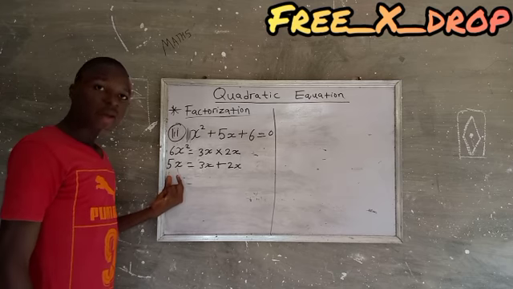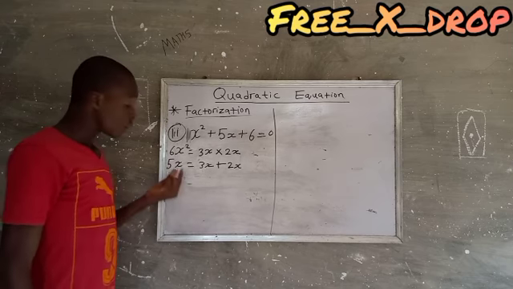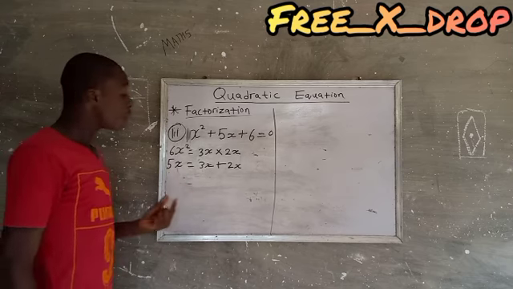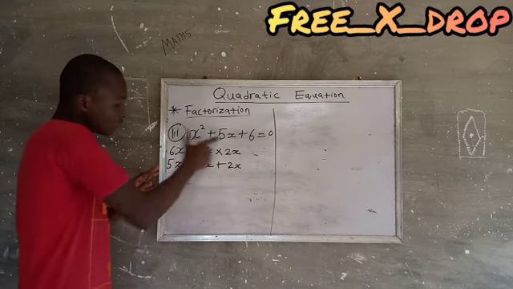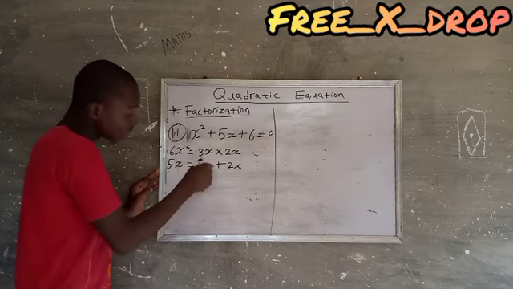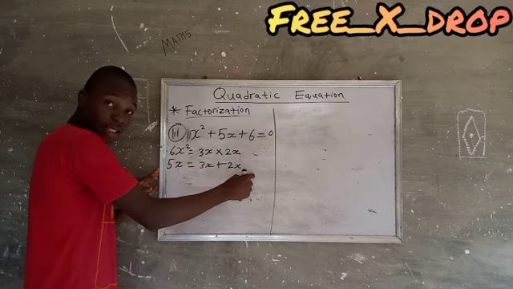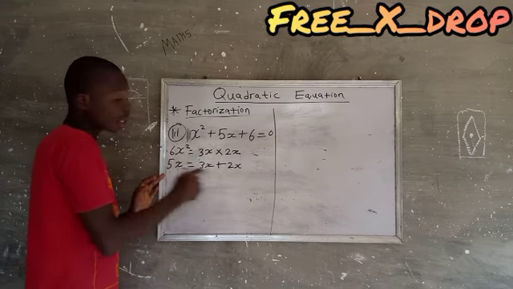5x squared. 5 can be 4 plus 1. 5 can be 2 plus 3. But now, what is the appropriate one we must use for this question? That is why we use this thing to look for it. 3x plus 2x. Because we are about to remove 5x and fix this.